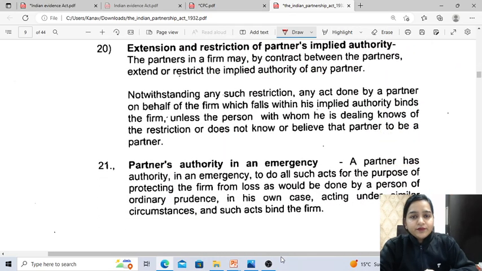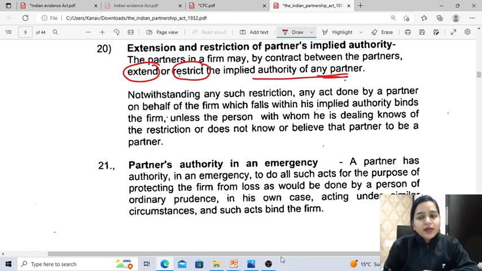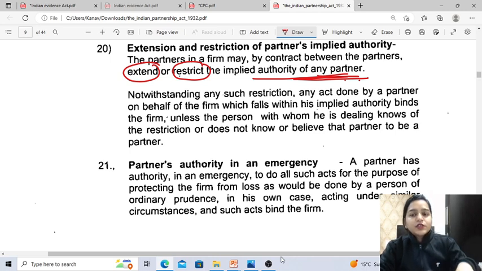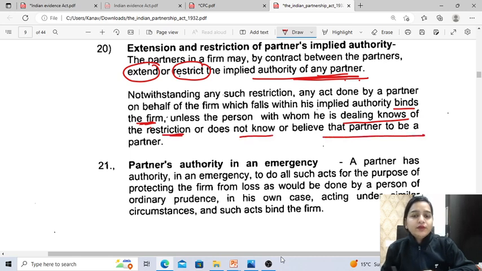Now the partners in a firm may by contract between the partners extend or restrict the implied authority of any partner. So they can extend or restrict the implied authority of any partner. So any act done by a partner on behalf of the firm which falls within his implied authority binds the firm, unless the person with whom he is dealing knows of the restriction or does not know or believe that partner to be a partner.